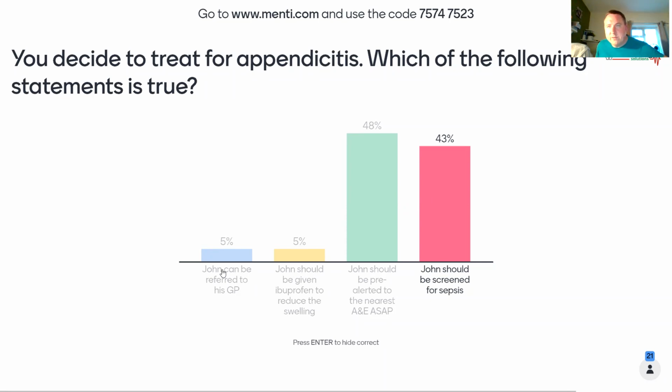It all depends on what pain relief regime we're going for. I wouldn't necessarily blue call every query appendicitis to A&E, but again, some may. But I would definitely screen every query appendicitis for sepsis. So D is the most correct answer there. So well done, 43% of you that got that.